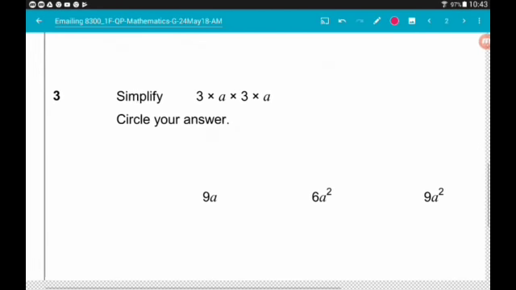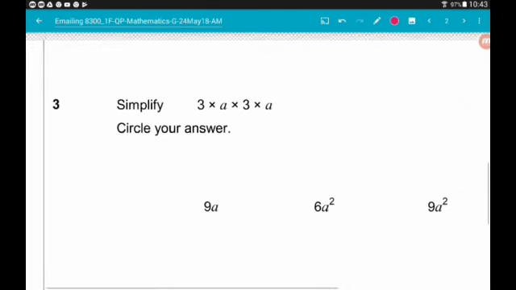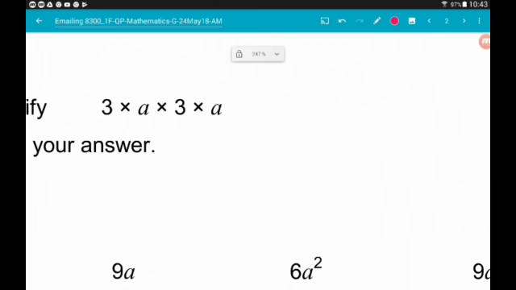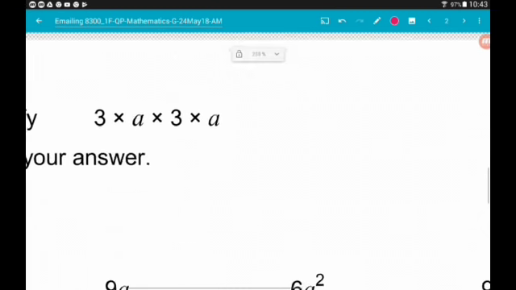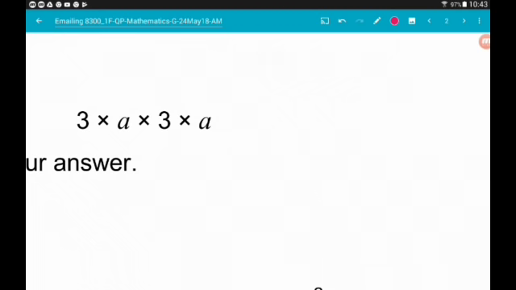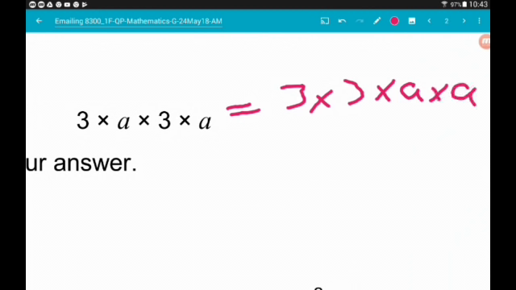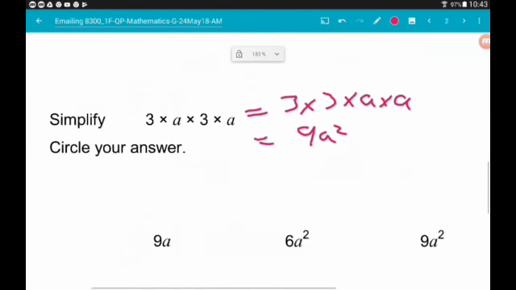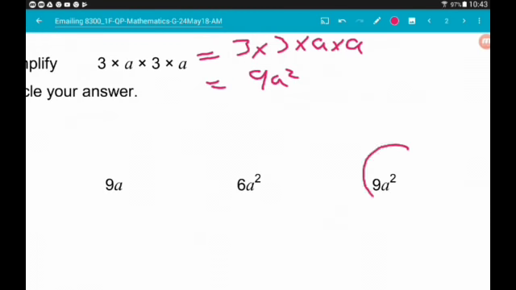Question 3 wants us to simplify 3 times a times 3 times a. So multiplication is magic. We can do it in whatever order we want to. So we could change this to 3 times 3 times a, which is equal to 9a squared. So that is our guide for question 3.